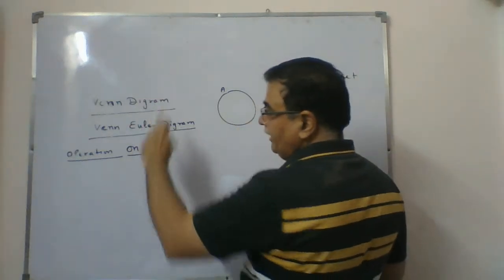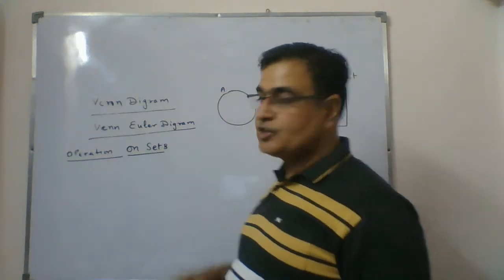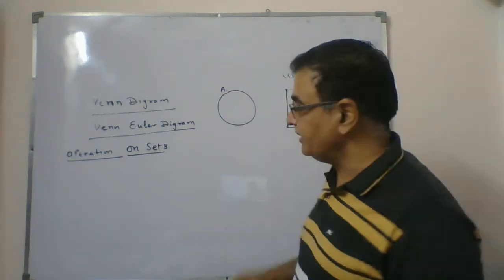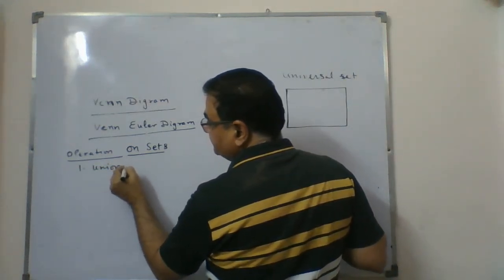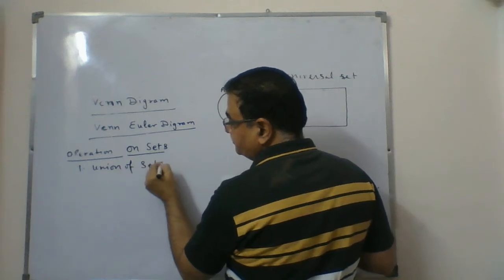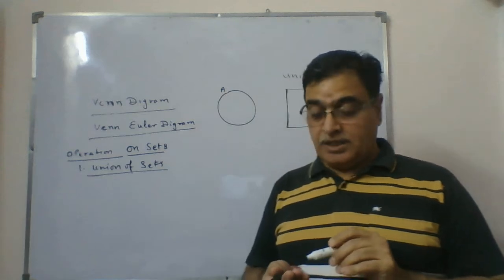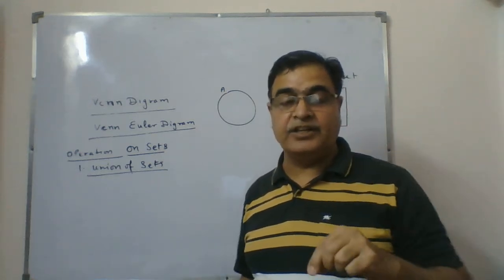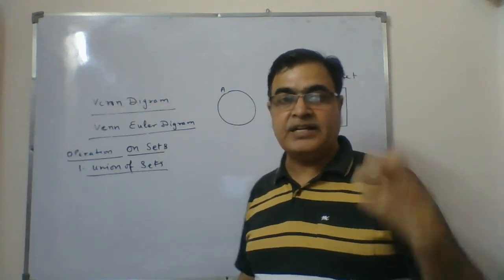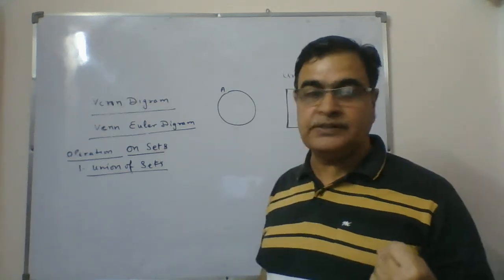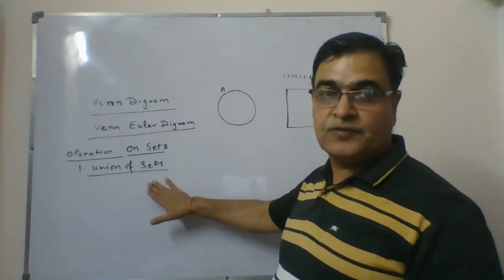Now, we are going to use the Venn diagram, but for that we should study all the operations one by one, and I'll make the diagram simultaneously. Just like in the number system, you add the numbers, subtract the numbers, multiply the numbers, in the same way sets also have certain operations, and one by one we are taking those operations. So the first operation is union of sets.